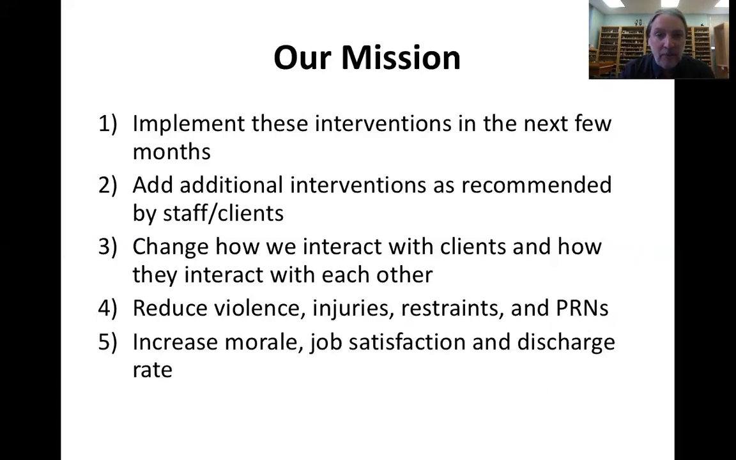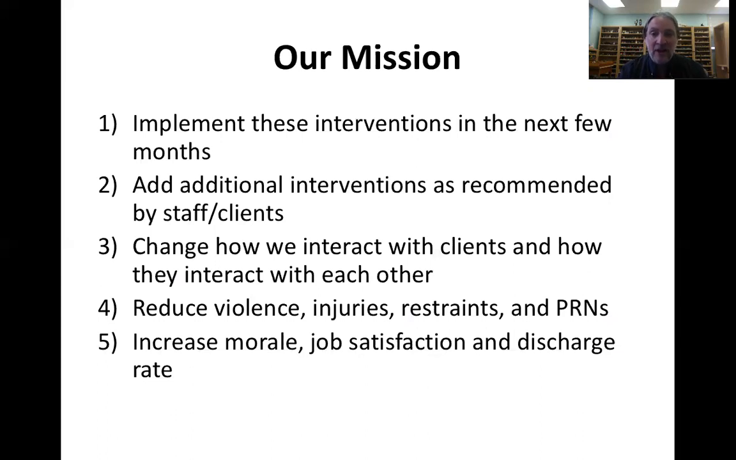So our plan is to implement these interventions in the next few months. Like I said, we're part of the way into it now. If you look in the Safewards materials, there are additional interventions apart from these 10, if that's seen as something that could help, or if something gets suggested by the patients or by the staff that would be helpful and in line with the Safewards philosophy, let's add those as well. We want to change how we interact with each other. We speak with each other in a much more respectful, supportive, and therapeutic way.